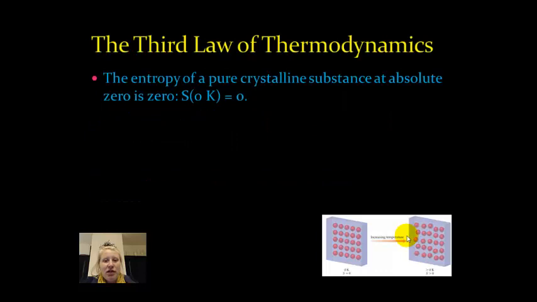The third law of thermodynamics states that if you were able to reach absolute zero, 0 kelvins, the entropy of that pure crystalline substance would be 0. Because if you think about this, if your temperature is absolute 0, where all motion stops, you no longer have any randomness. Everything would be highly ordered in a crystalline substance.